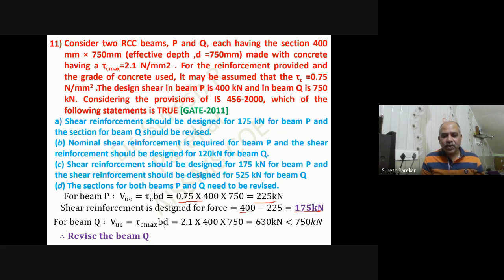So we have Vuc, tau c max b d, and this value comes to 630 kilonewton, and your shear force is 750 kilonewton. That is given for beam Q. Now, if my value Vuc max is the maximum, and the shear acting on it is beyond this, then I have to change the section. Here Vuc max is 630 kilonewton only, so it cannot resist 750 kilonewton, and therefore we have to revise the section for beam Q, and then we have the answer for this. So the option is A, we have to revise Q.